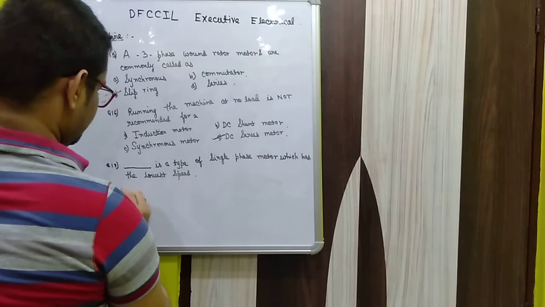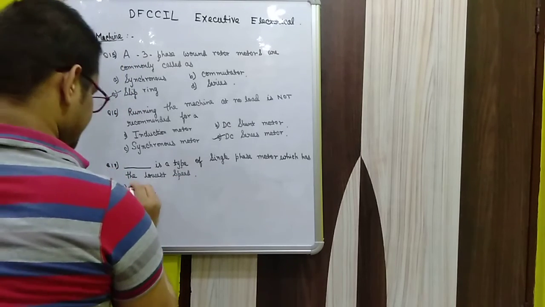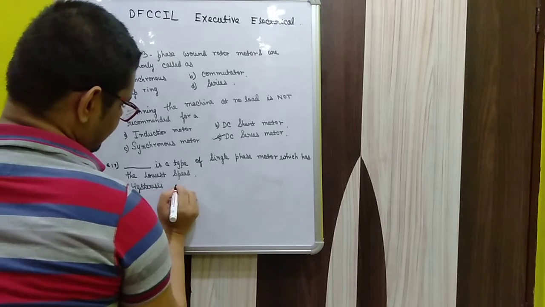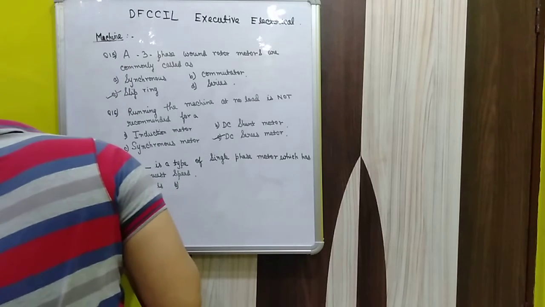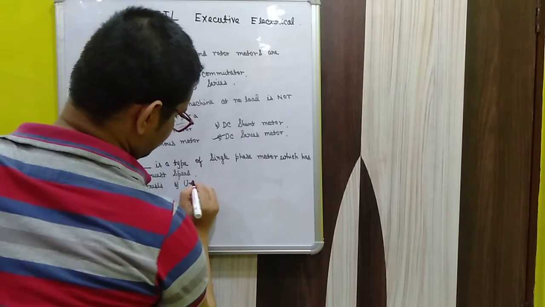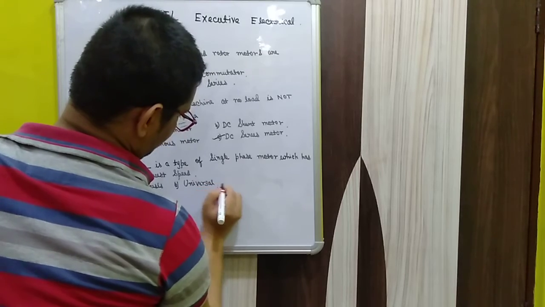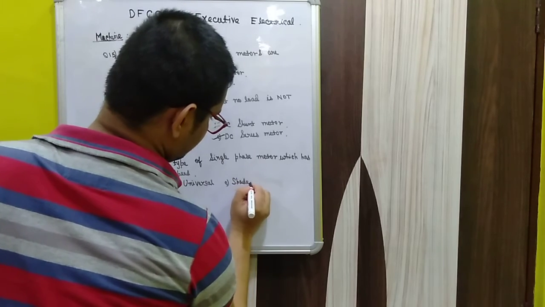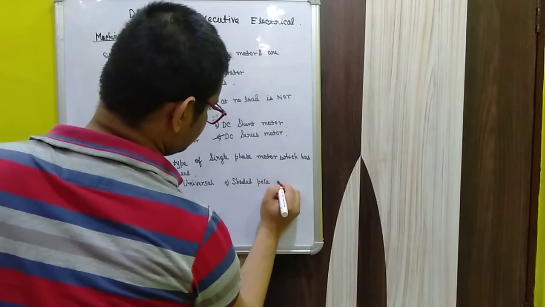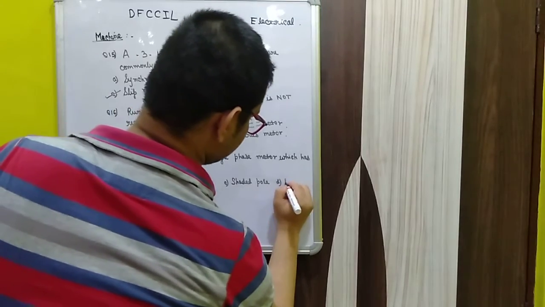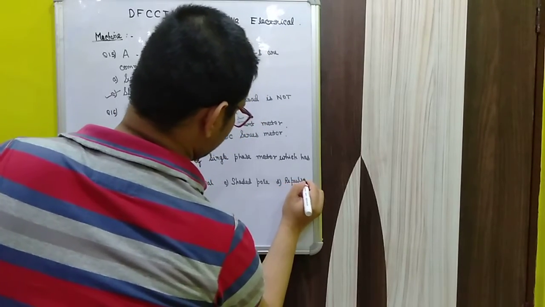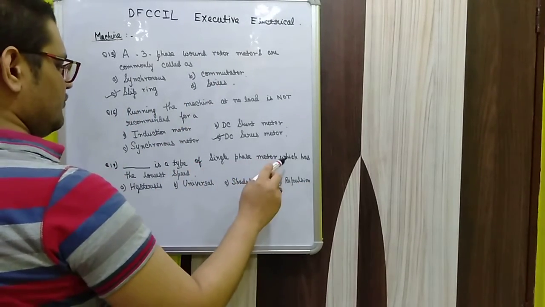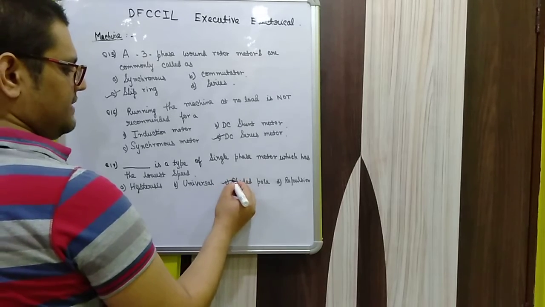So here the four options are given: option A is hysteresis motor, option B is given as universal motor, option C is given as shaded pole motor, and option D is given as repulsion motor. In this question, if they are asking for the type of single phase motor which has the lowest speed, option C will be the correct answer.